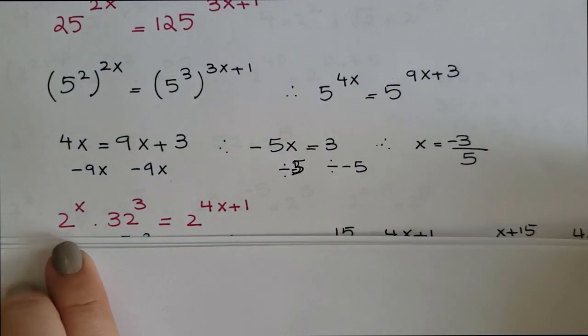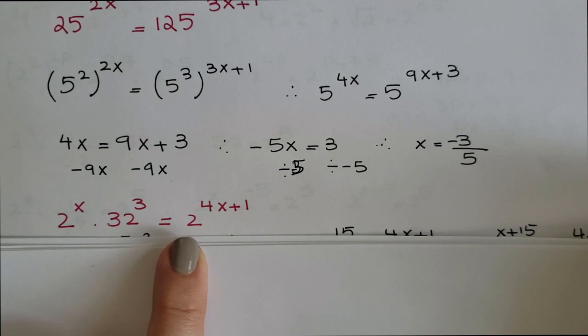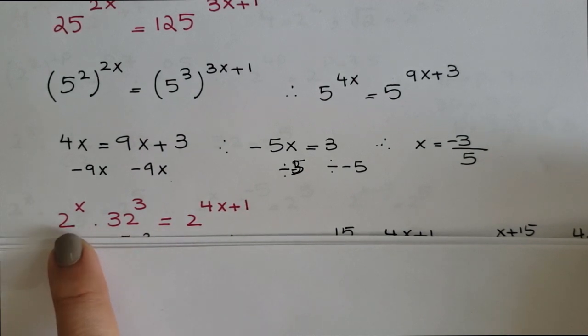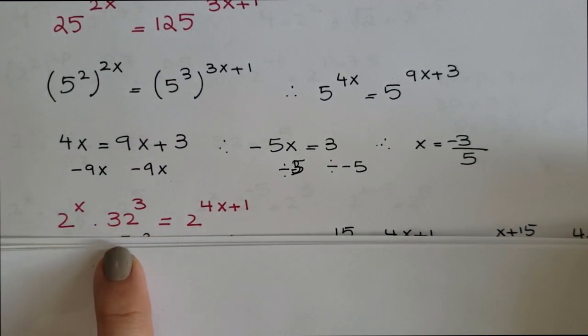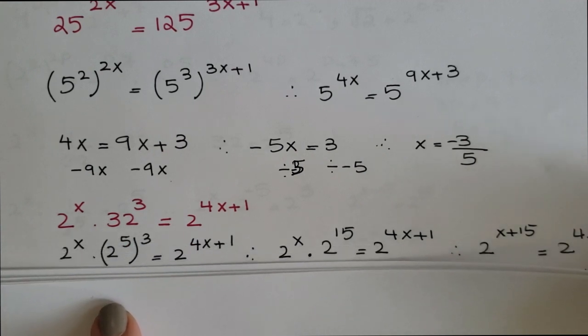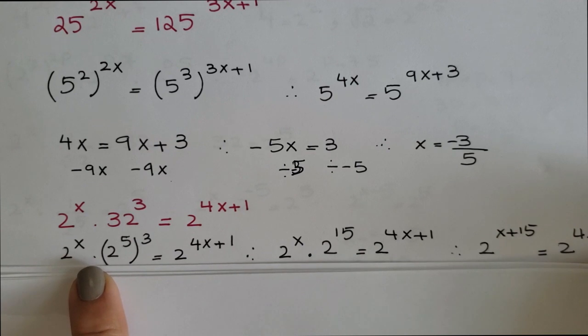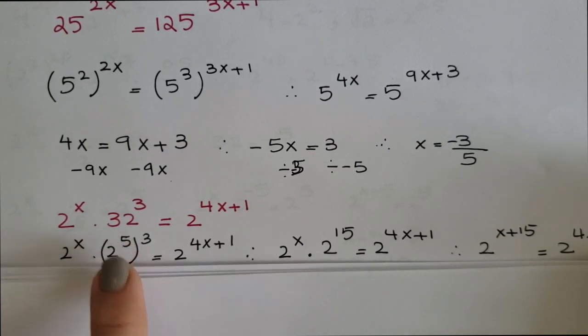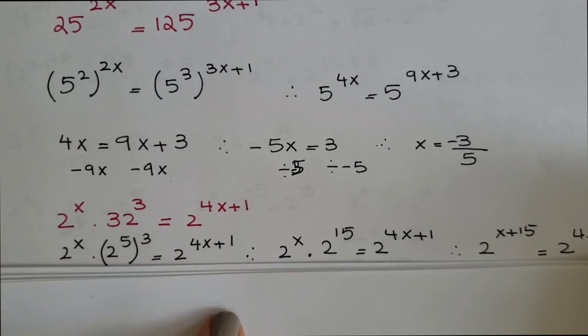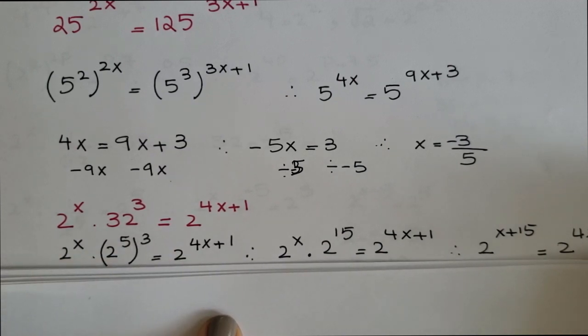So here we have 1, 2, 3 different bases, and as you can see, two of them are 2, one of them is 32. Again, neither the bases nor the exponents are the same, so we convert the bases. So 32, I will change it to 2 to the power 5, substitute, and then try to simplify.